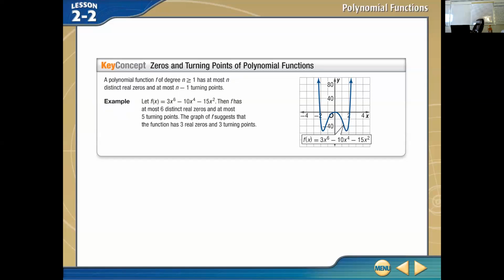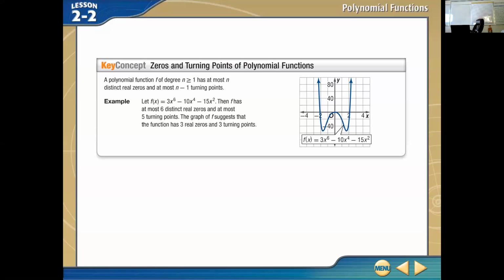That doesn't mean you are going to. Okay, it means that it is possible. Doesn't mean that you're guaranteed to have 6 real zeros. It's just saying, hey, you could potentially have up to 6 real zeros. Okay, then f has at most 5 turning points. So the highest exponent minus 1 gives you the amount of the turning points. So in this example, our highest degree is 6. 6 minus 1 is 5. So we could have 6 real zeros and at most 5 turning points.